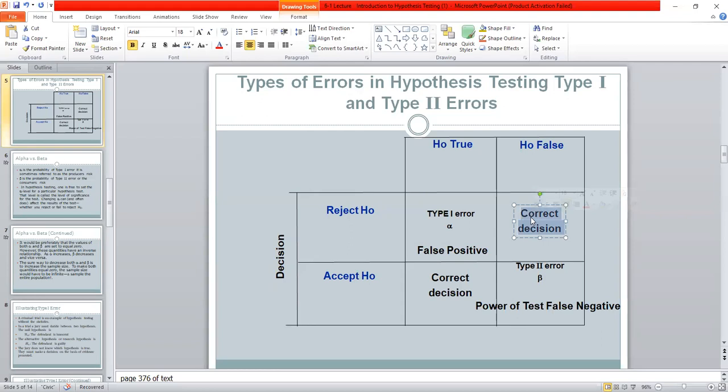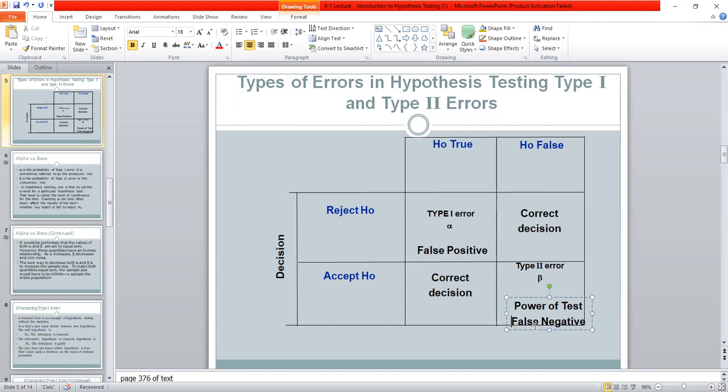The other area is acceptance. You can accept H0 when H0 is true. When you accept H0 when H0 is true, there's no error you have committed. But when you accept H0 when H0 is false, you have committed an error. And that error is called type 2 error, denoted by the Greek letter beta, sometimes called the power of the test, or false negative. There are other names for these two errors, which I will show you through that example.